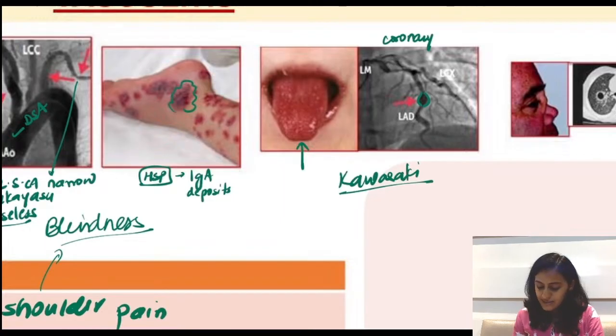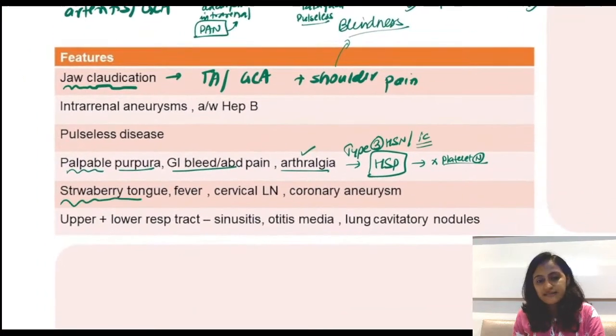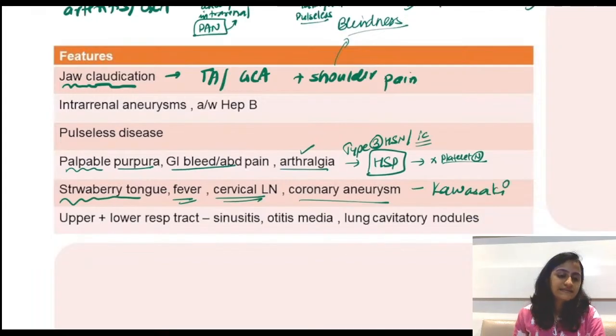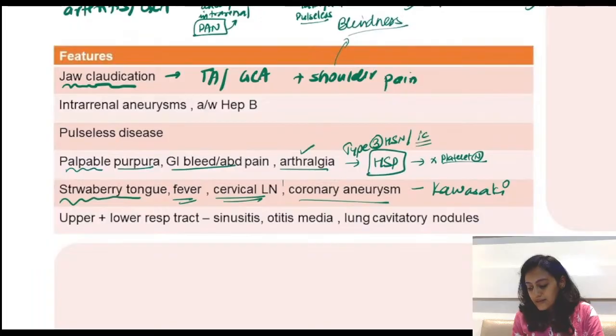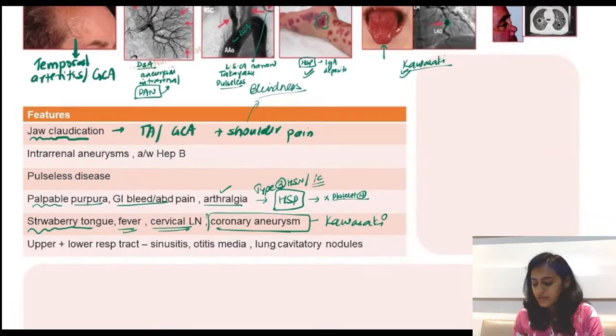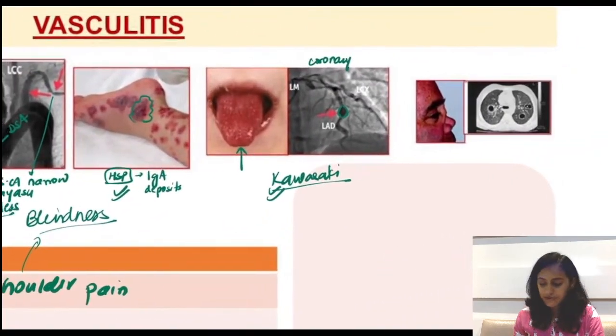In pediatrics, HSP and Kawasaki disease, one question on either of these is very, very important for any exam. So look at this one: strawberry tongue along with fever and cervical lymph nodes, very, very important, along with coronary aneurysm. This is the diagnosis of Kawasaki disease. There is a risk of coronary aneurysm development, so we need to monitor for that. What is the treatment for Kawasaki's? IVIG is what we need to give here.